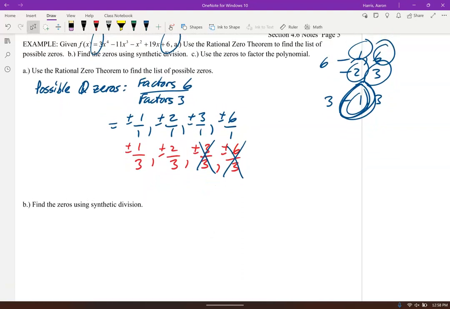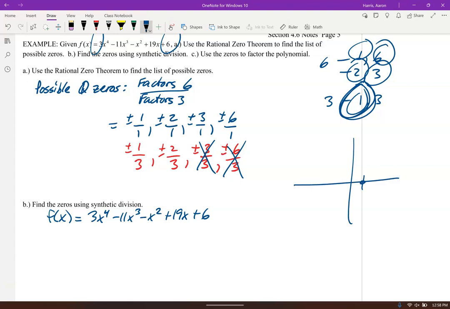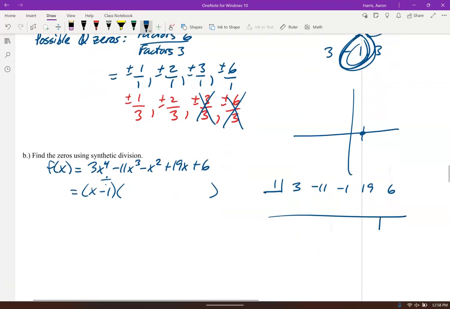So let's go ahead and start our process of finding the zero. So here's our original. And let's go ahead and test. Let's try 1 first, then we'll try negative 1. So we're trying to see if 1 is a zero. If 1 is a zero, then x minus 1 is a factor. And so we're going to divide 3x to the 4th and so on, divided by x minus 1. So 1 is our C, 1 is what we're testing. 3, negative 11, negative 1, 19, and 6. And let's see if this gives us a remainder of 0.